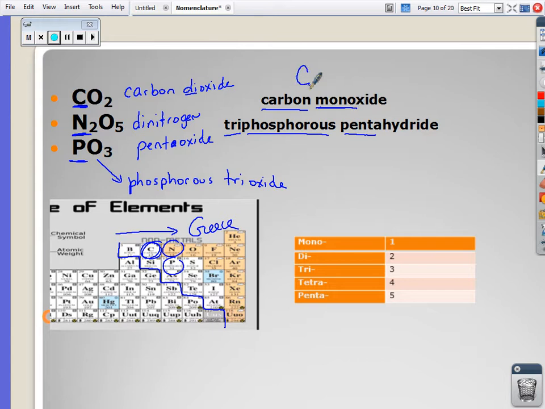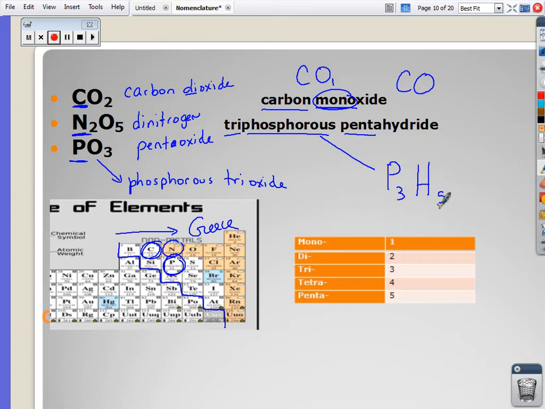So C is carbon. Oxygen is O. How many are there of it? One. So you write carbon monoxide. What's this compound? Phosphorus, and we're using this tri and penta because phosphorus is here. There's 3 phosphorus, and hydride is just hydrogen, and there's 5.